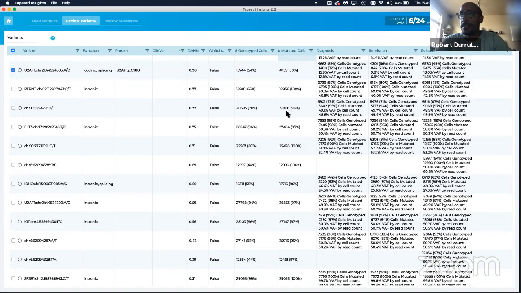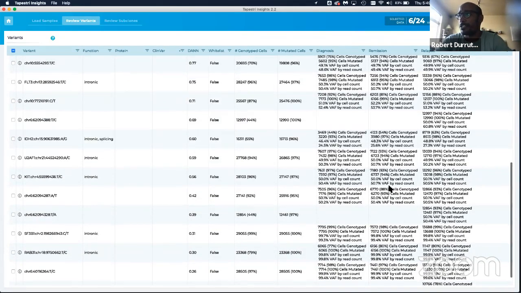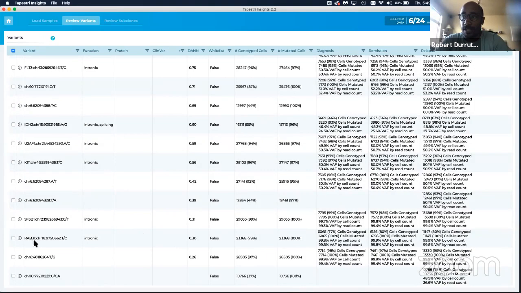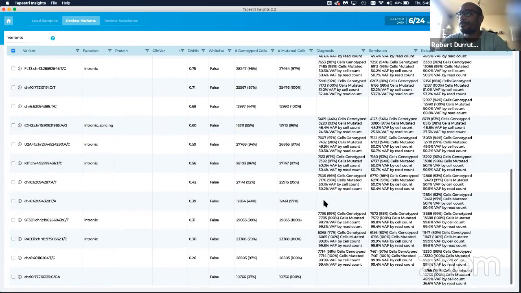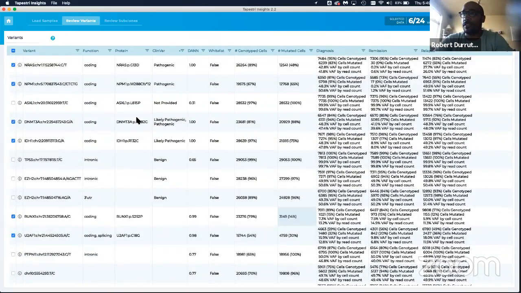This is a germinal mutation. Those are all germinal mutations, and you can tell by the VAFs if it's a potential homozygous or heterozygous germinal mutation. Like this one, RAP31, is potentially a homozygous mutation based on the VAF. And so this completes your task of selecting all the variants.